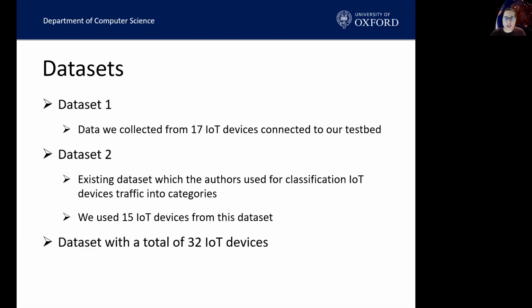Given the sheer amount of data they collected, we randomly selected only 7 days from the dataset and excluded any devices that overlapped with our experiments. This left us with 15 IoT devices. So once we merged the datasets together from dataset 1 and 2, this created 32 IoT devices we used for experiments.